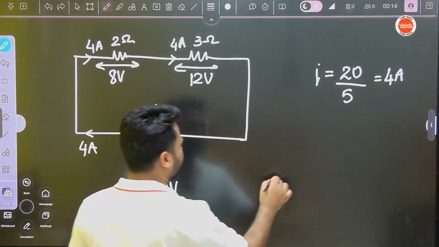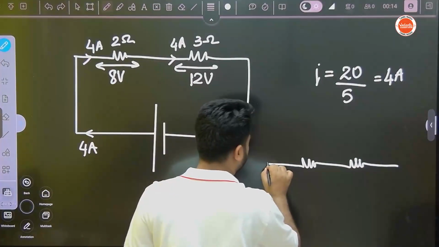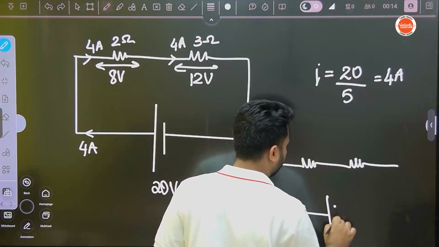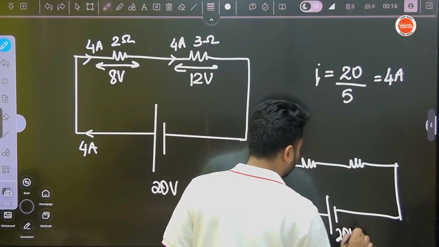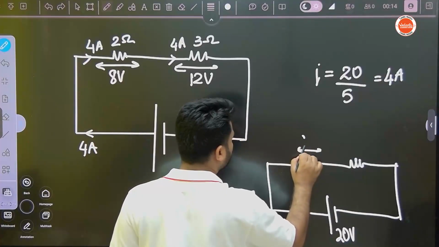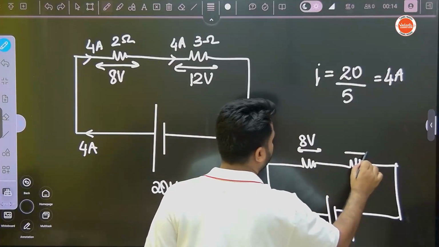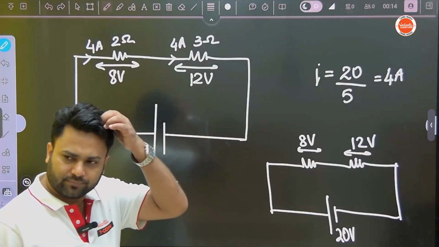Now I will make the same circuit like this. This is the same circuit. This is 20 volt. Here it is 8 volt. Here it is 12 volt. Like this.